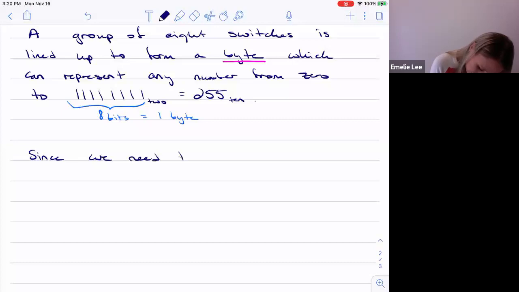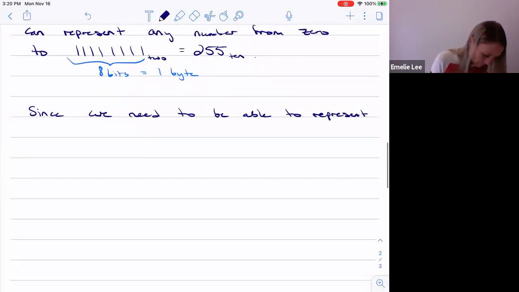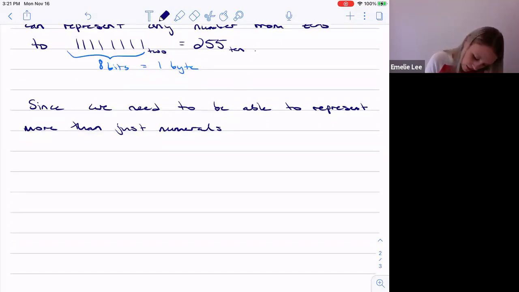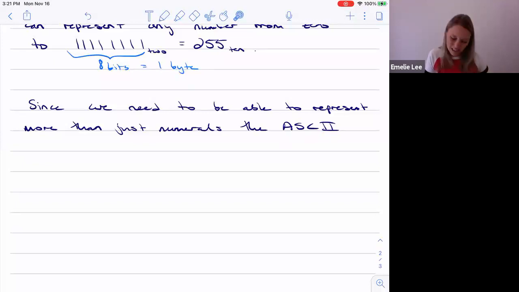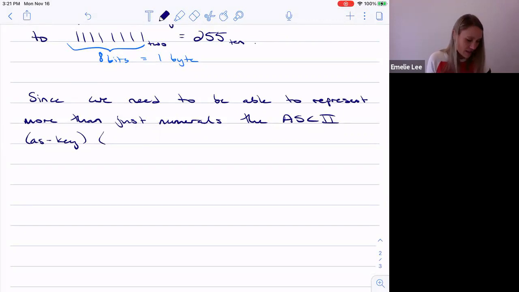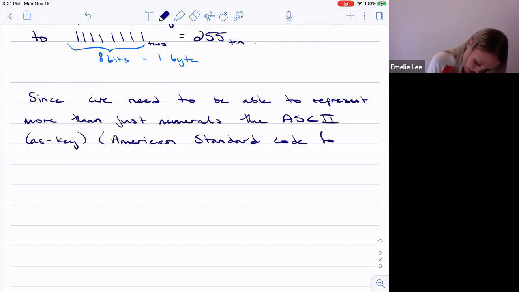Since we need to be able to represent more than just numerals, ASCII, which is just in case you're curious and you don't want to Google it, stands for American Standard Code for Information Exchange.